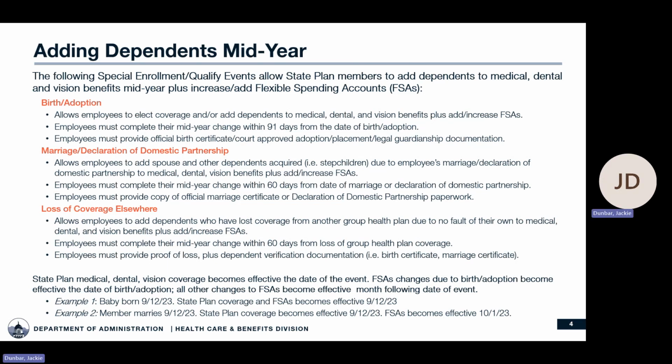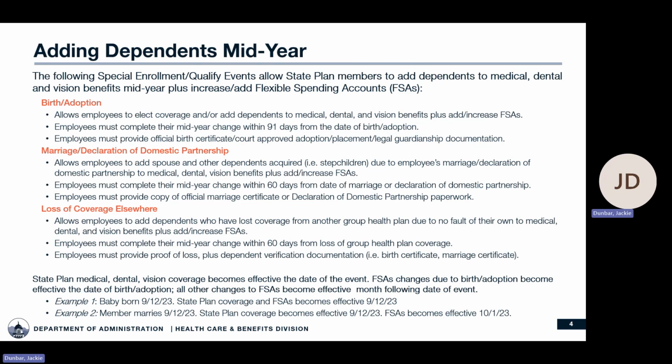Loss of coverage elsewhere. This allows employees to add dependents who have lost coverage from another group health plan due to no fault of their own to medical, dental, and vision benefits, plus add or increase FSAs. Employees must complete their mid-year change within 60 days from the loss of the group health plan. Employees must provide proof of loss plus dependent verification documentation, for example, birth certificate or marriage certificate.